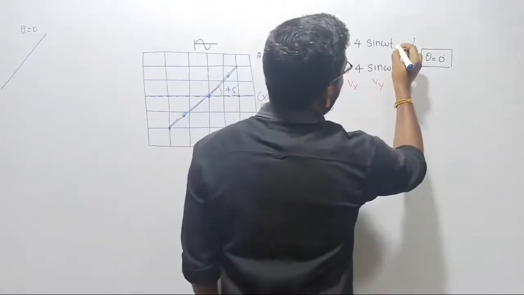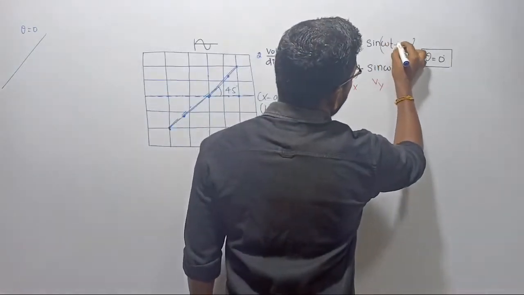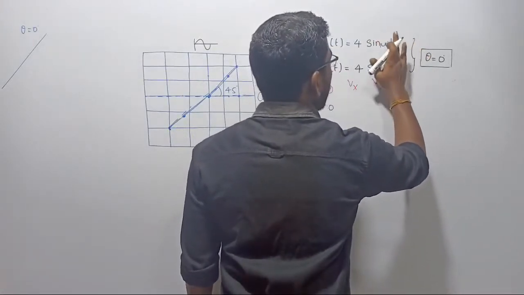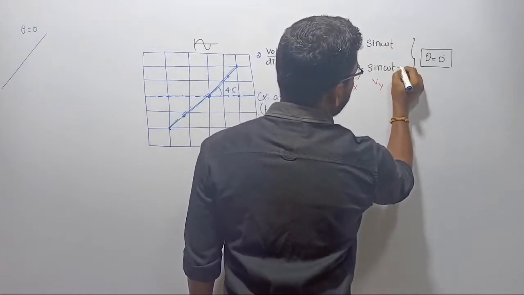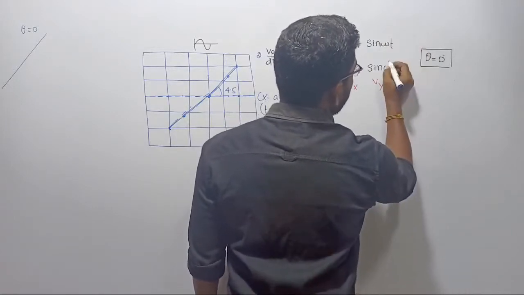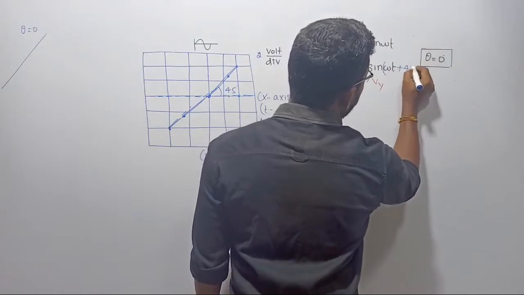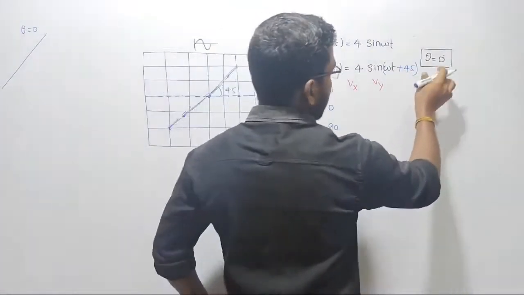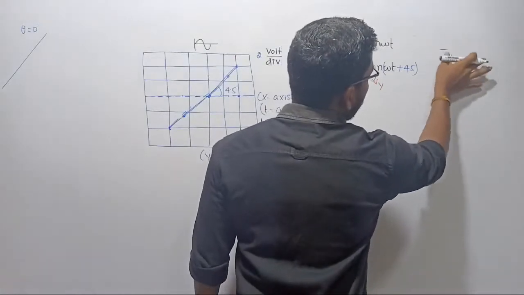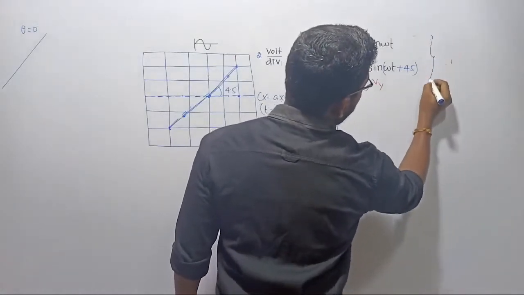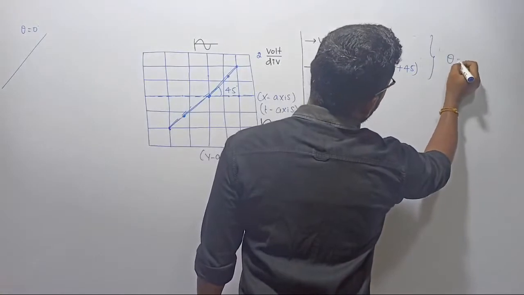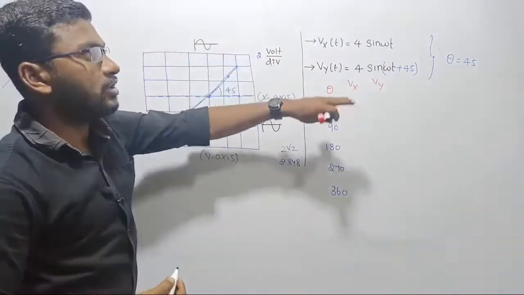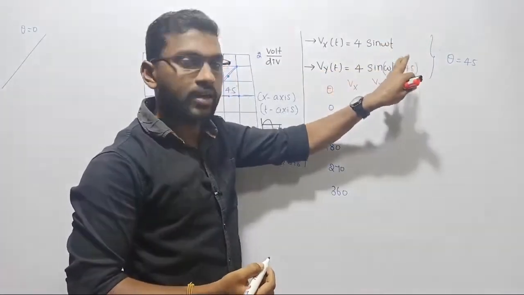Okay, now what am I going to do? Let me take the same signal, and let me take the y-axis. Let me provide a 45 degree phase angle difference between the first one and the second one. In this case, what is the phase angle difference between the waveforms? The phase angle difference is theta equal to 45 degree. You can also consider this 45 here.